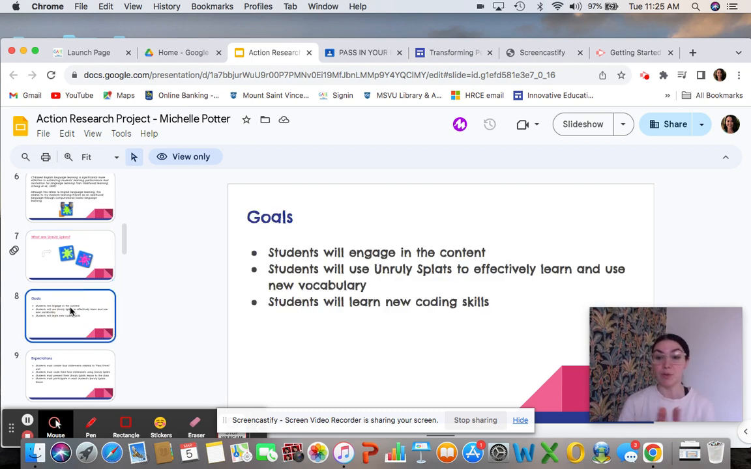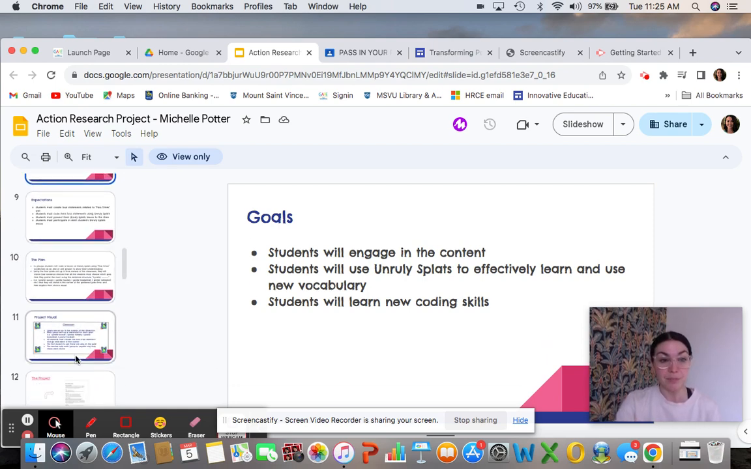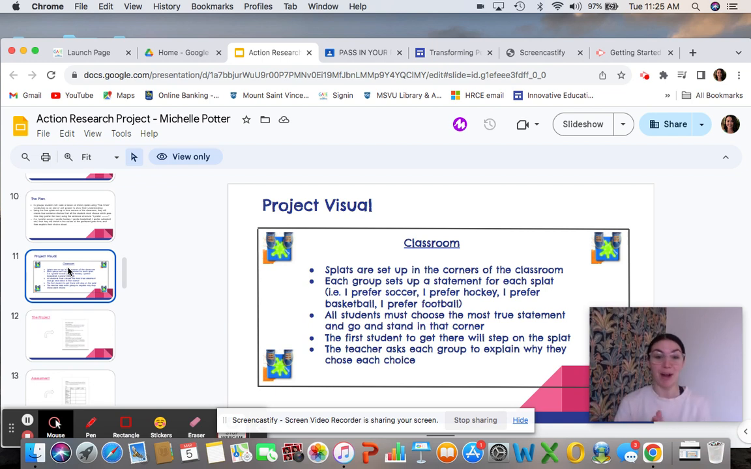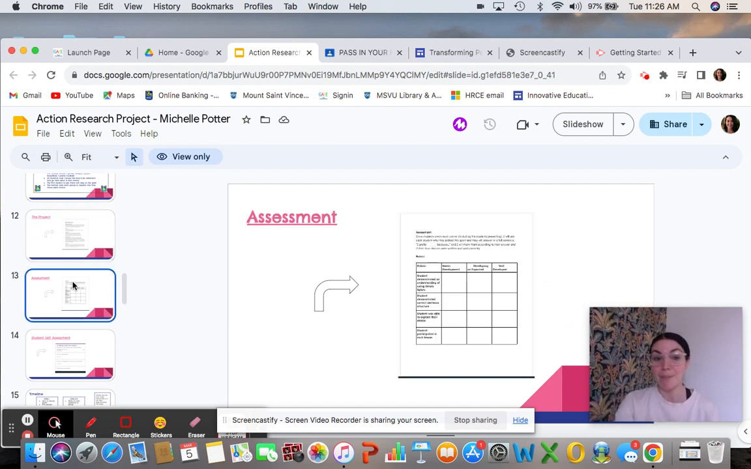So my goals were pretty basic, just having students engage in the content. They'll use Unruly Splats to effectively learn and use new vocabulary and learn new coding skills. So just a little project visual, having the four splats set up in the four corners of the room and then playing essentially four corners. I just have some more detailed versions of the project and assessment.